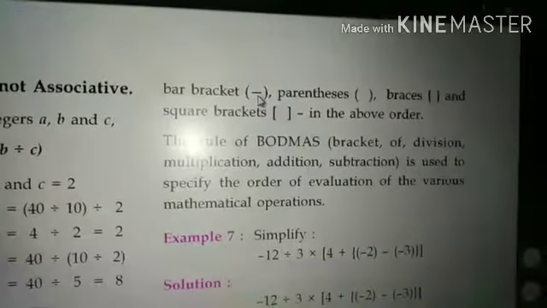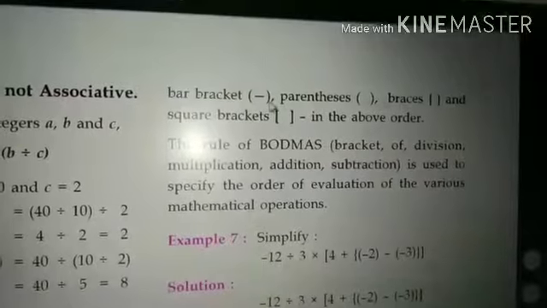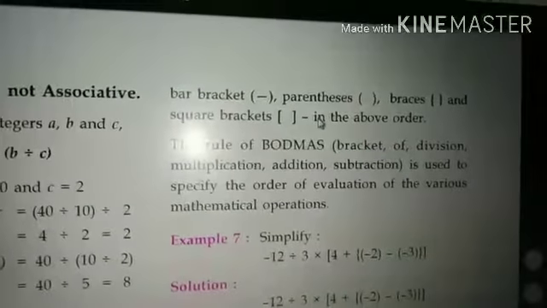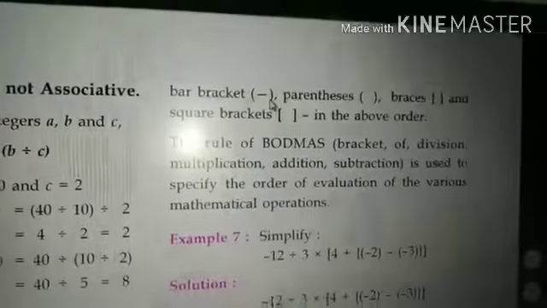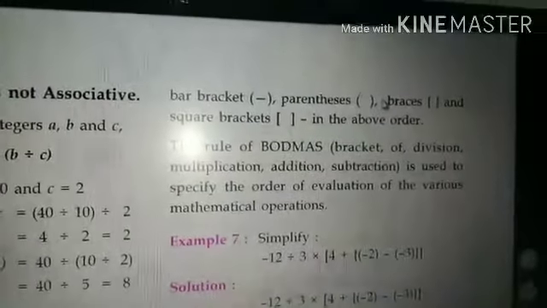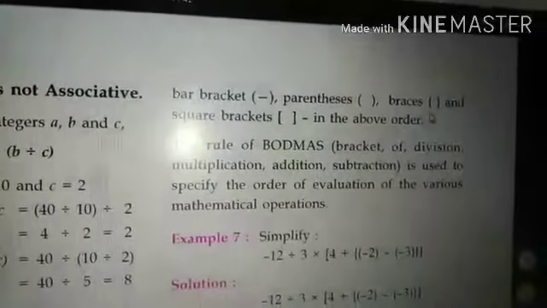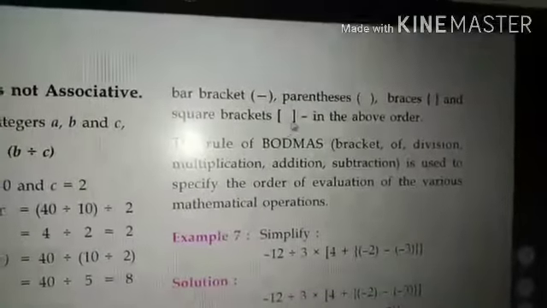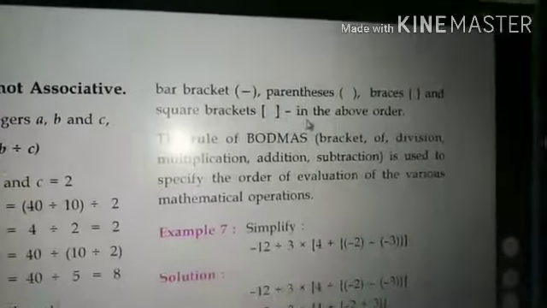This is bar bracket, this is small bracket, this is curly bracket, and this is square bracket, in the above order. First, which bracket will you solve? Bar bracket. Then after that, if there is one, small bracket. Then after that, curly bracket, and then square bracket. Okay students, in this order only you solve the brackets.